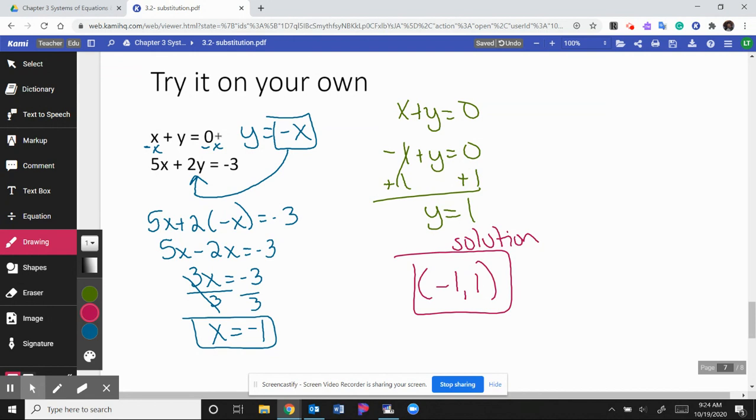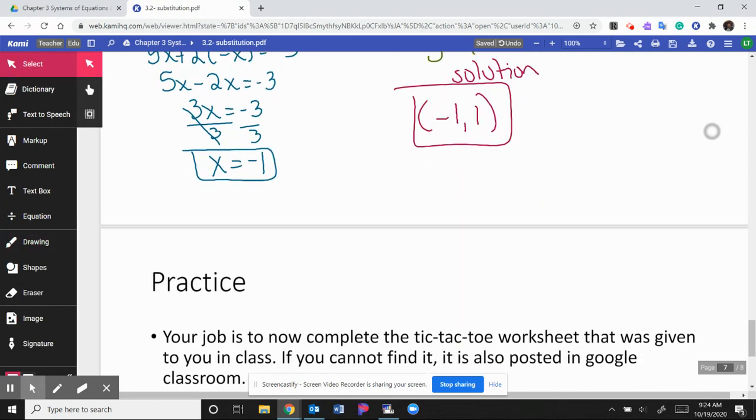So I moved the x over. So I got y equals negative x, then took my negative x and substituted it into the second equation here at the y, solved, and I get x equaling negative 1. Then took that negative 1 and plugged it back into that first equation. Again, you could have plugged it into the second one. It doesn't really matter. And then going through and solving, you get a solution of negative 1, 1. So hopefully, guys, that actually made a little bit of sense to practice.